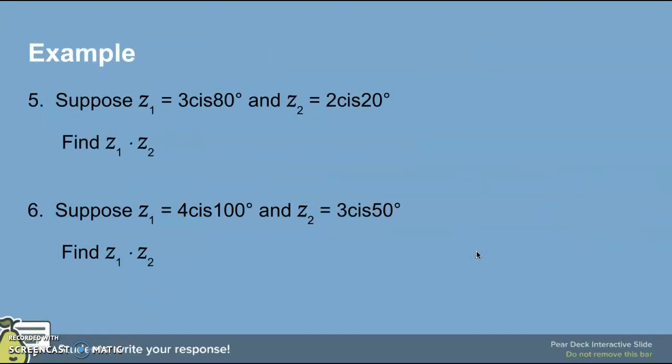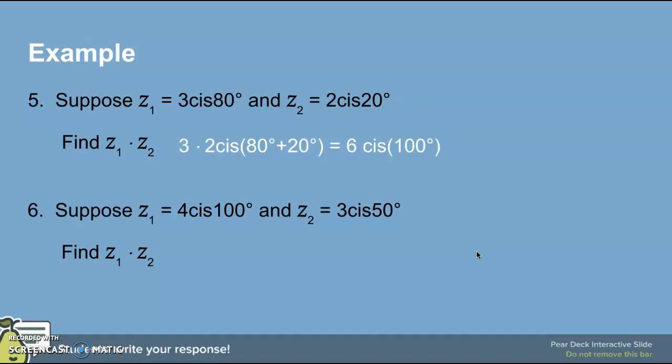All right, so using that formula, let's see how it works. If I want to multiply those two complex numbers, I'm supposed to multiply r1 times r2. In this case, that's 3 times 2. And I'm supposed to add the two arguments, the 80 and the 20. So I get 3 times 2 cis 80 plus 20, and that's just 6 cis 100. And that's it. That's how you multiply them.